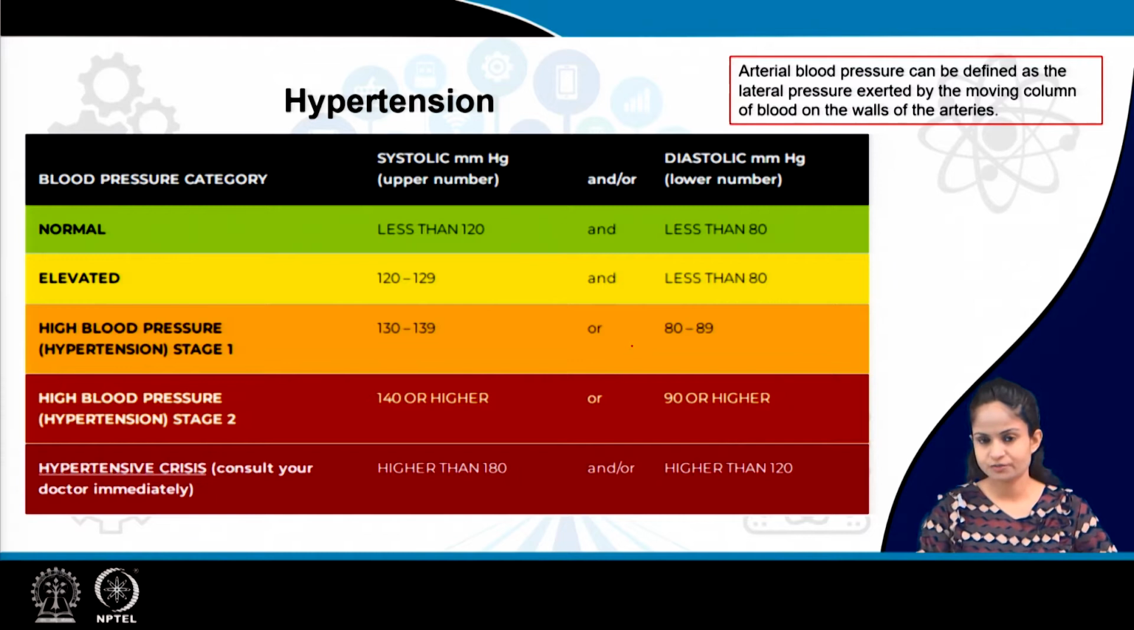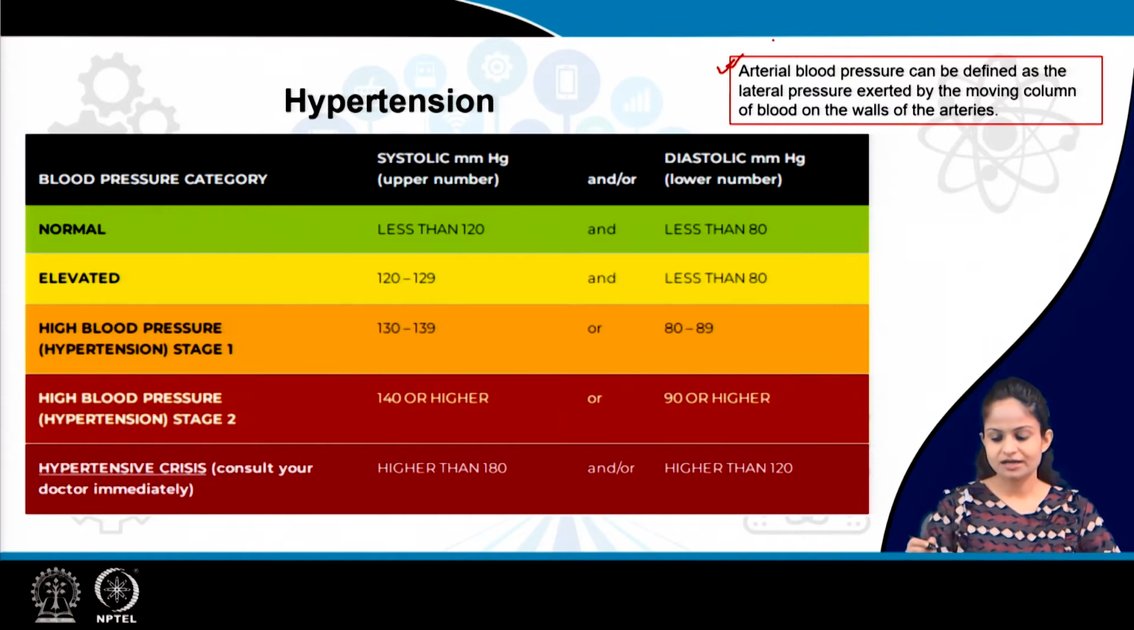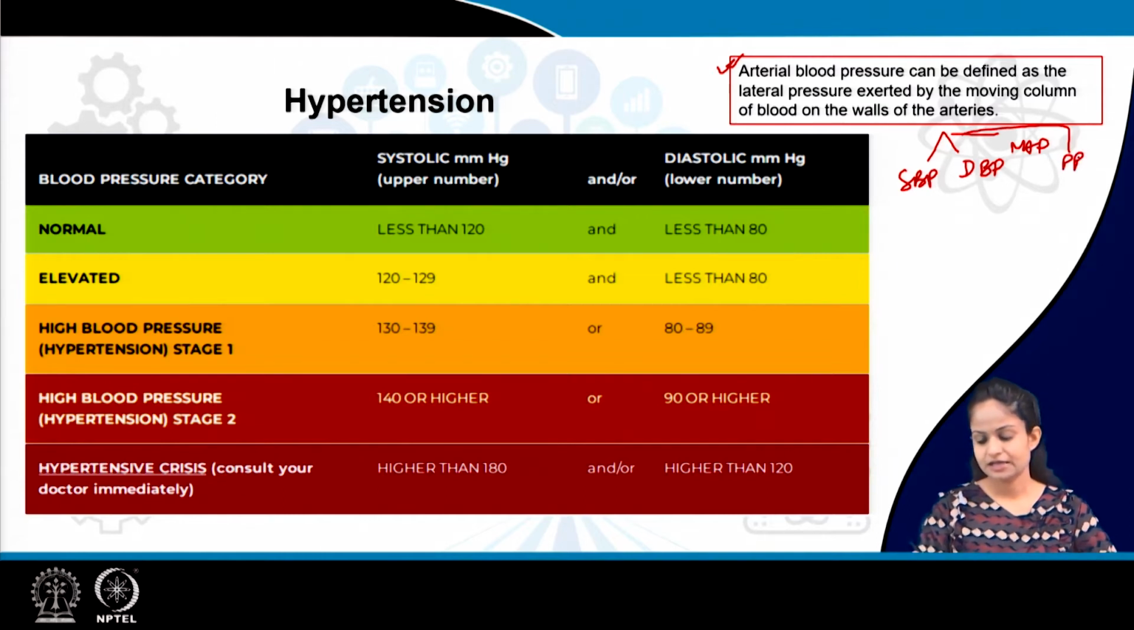It is the lateral pressure which is exerted by the column of blood on the vessel wall. So, this is the arterial blood pressure, and we know we have various entities of blood pressure like systolic blood pressure, diastolic blood pressure, mean arterial pressure and pulse pressure, which we had already discussed. Now, systolic blood pressure means the maximum pressure which is occurring during the beating of the heart, and diastolic blood pressure means the minimum pressure which is present when the heart is resting. So, that is why these two entities are very important when we talk about hypertension.